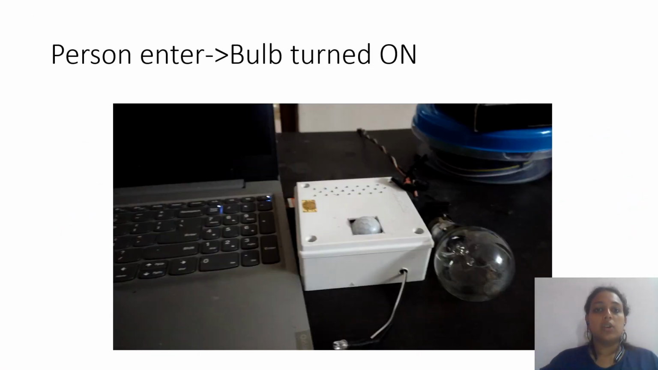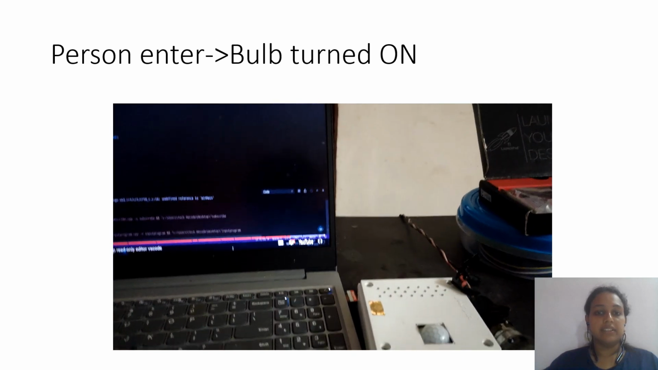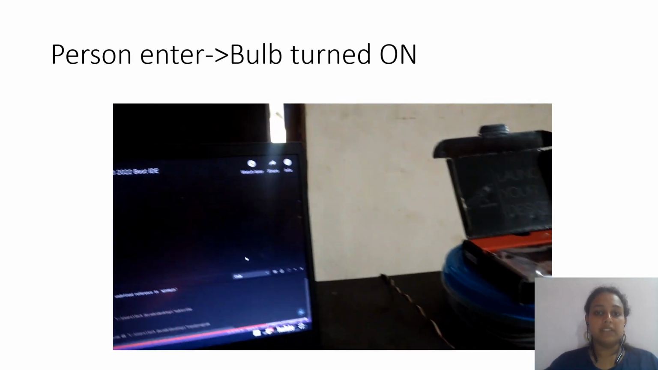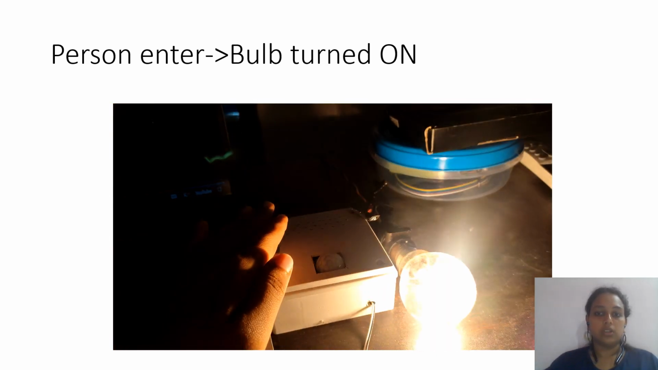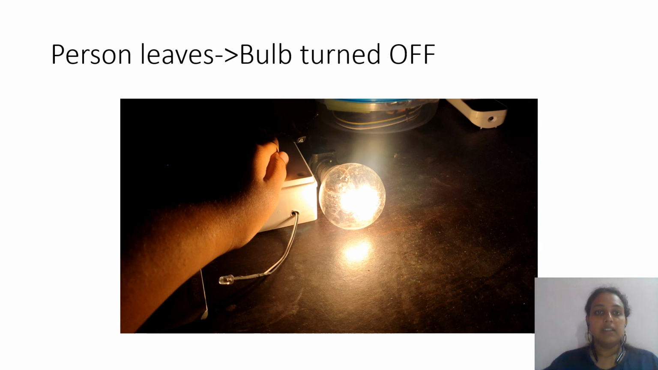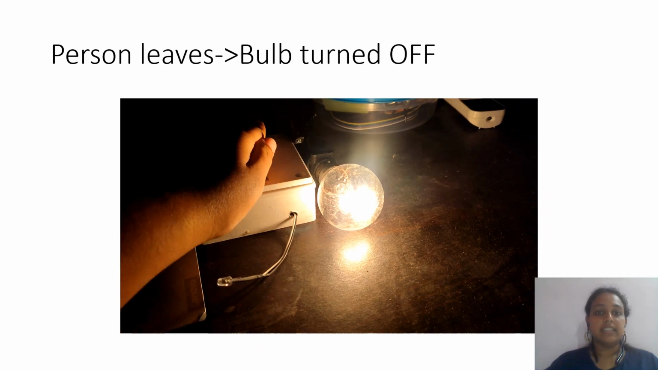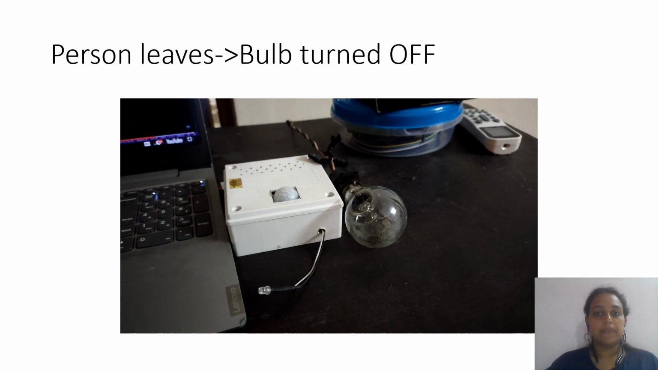So this is coordinating my Arduino with the PIR sensor, showing that the bulb turns on when the person is entering the room. When the PIR sensor at the entry of the room is triggered, or when it senses motion, the lamp turns on. Similarly, when the PIR sensor at the exit is triggered, the lamp turns off.